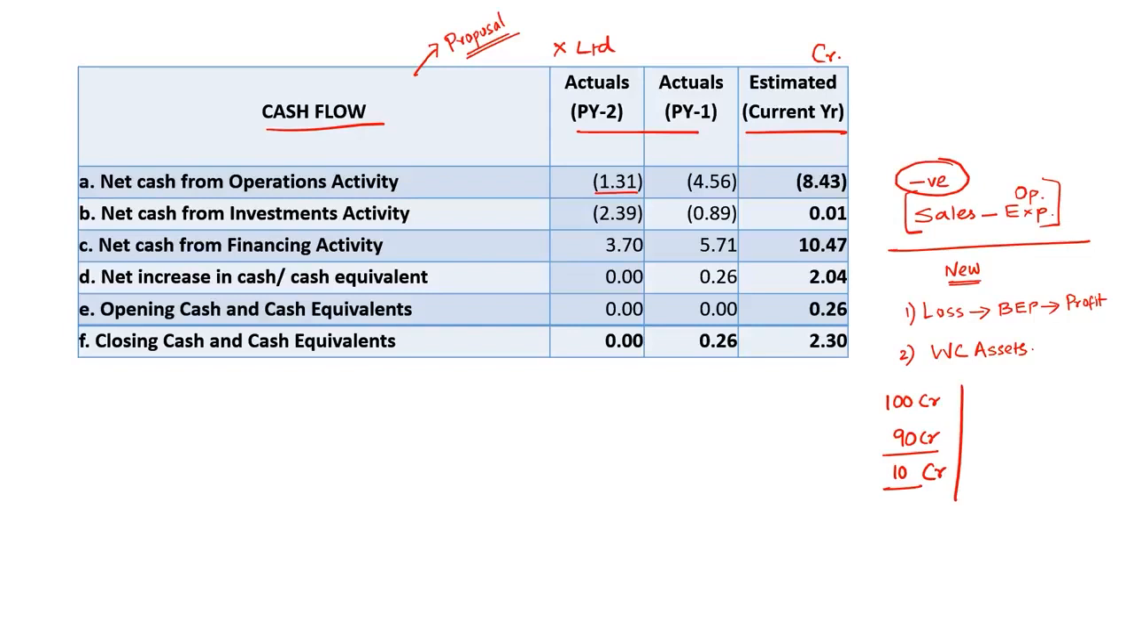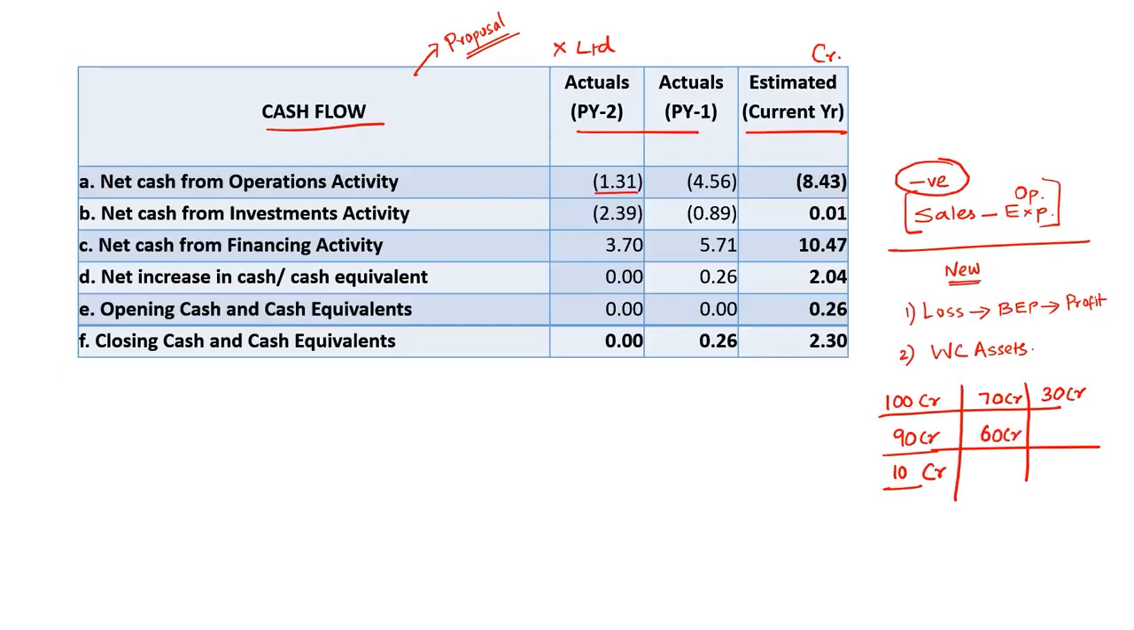Why? The reason can be like this. Out of 100 crore sales, let's say 70 crore is on credit. It means they have generated cash of only 30 crore. Out of 90 crore expenses, they have already paid. Let's say they have already paid 60 crore.